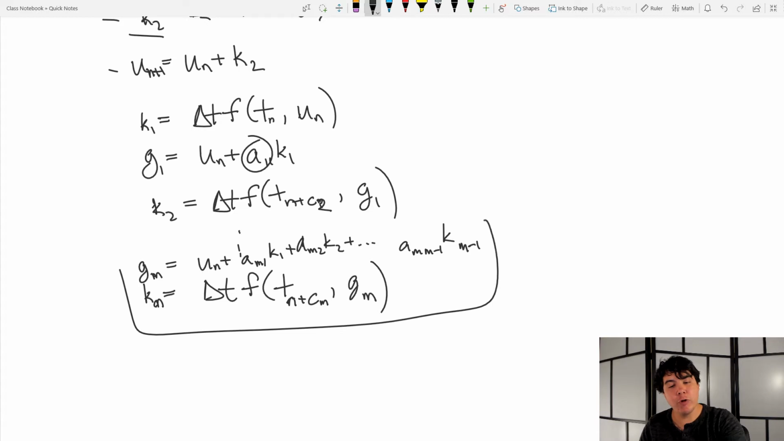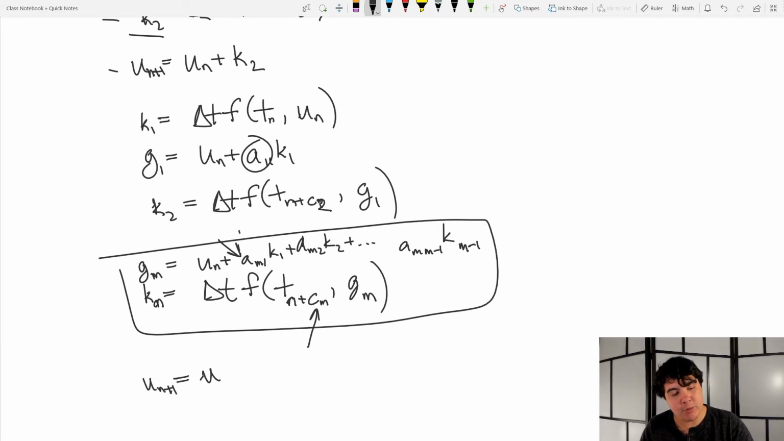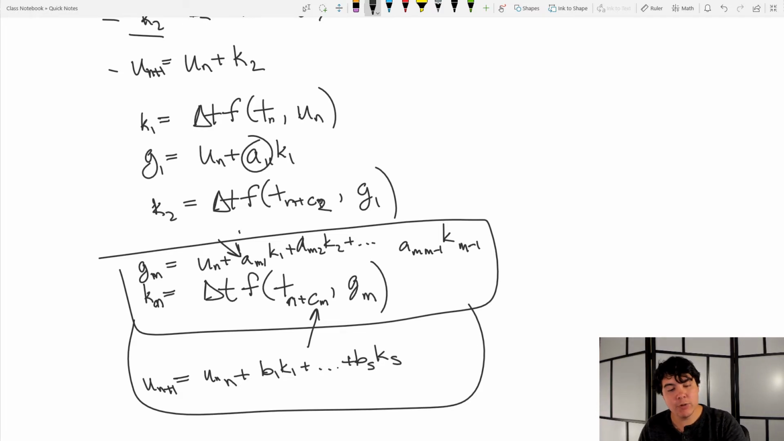And this general form where you can say there's any value that you can do it at, there's any way that you can linearly combine them, and at the very end, your newest value, your step forward, is going to be a previous value plus some linear combination of the k's, where we call this s the number of stages. The next value is just going to be the previous value plus some linear combination of the k's. And these three formulas right here define a Runge-Kutta method.